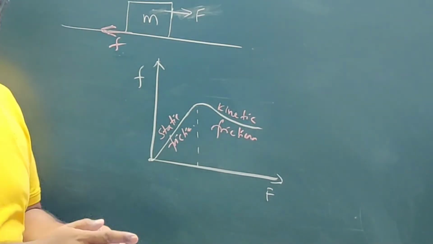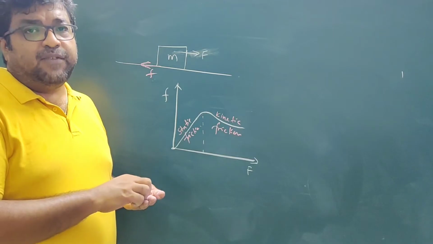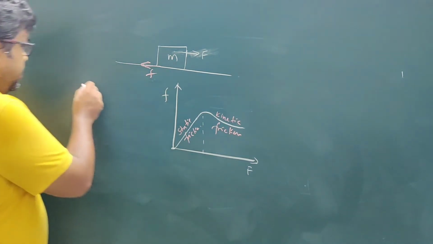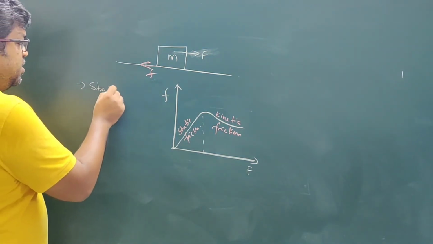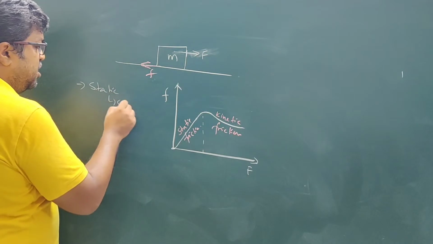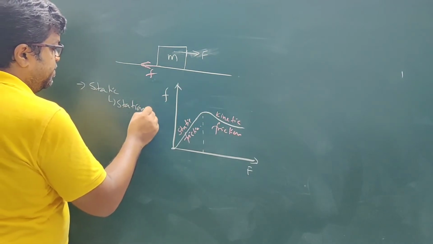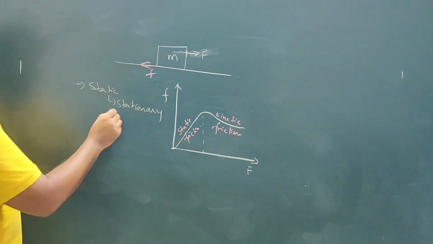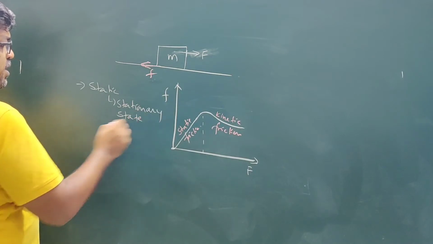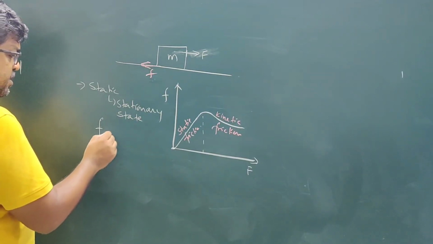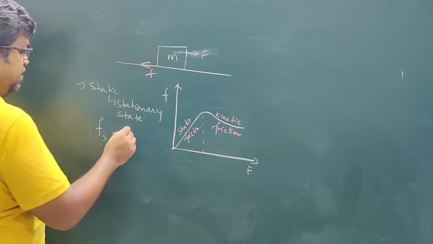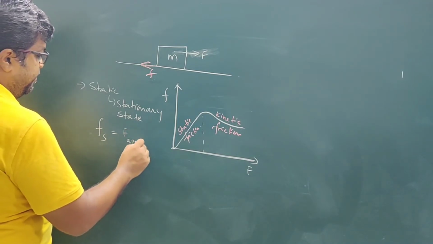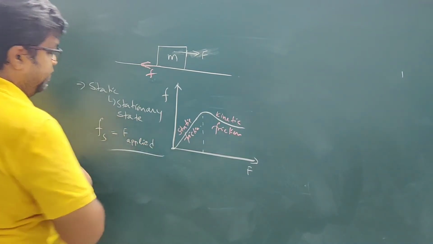Under static condition, applied force is equal to the static friction. Static means stationary state. If I represent static friction as Fs, it is equal to the applied force, F applied.